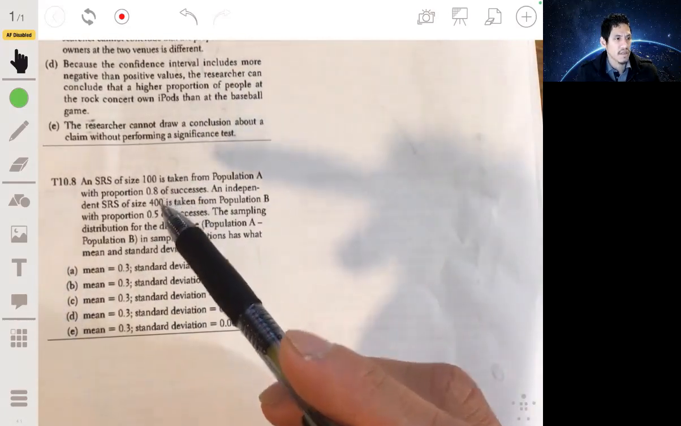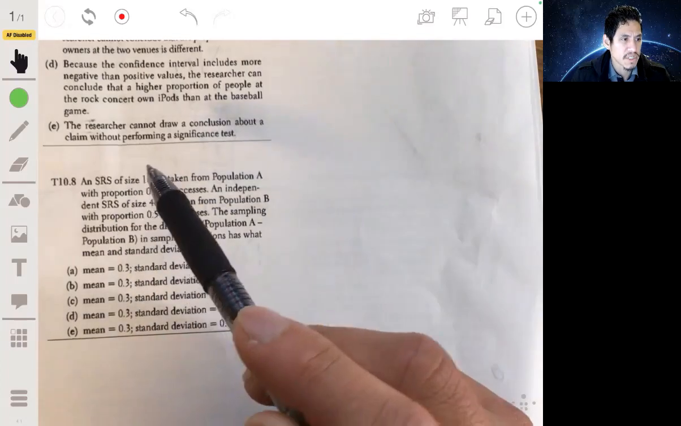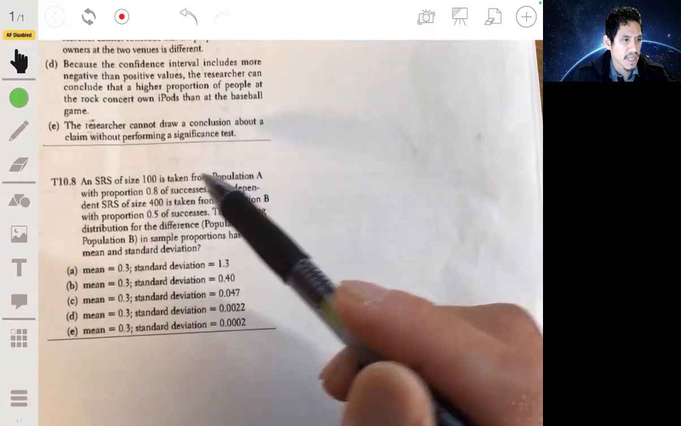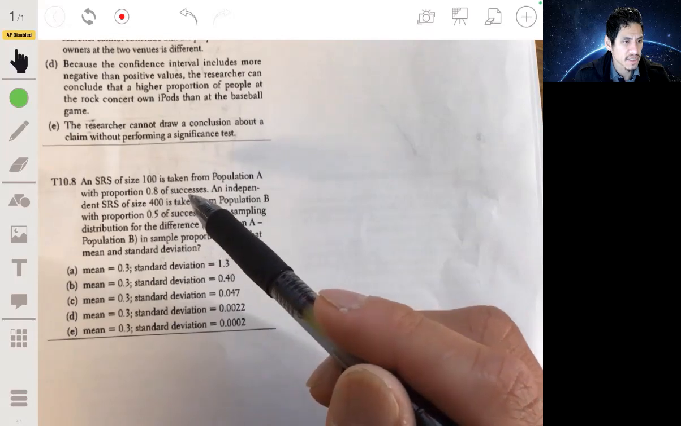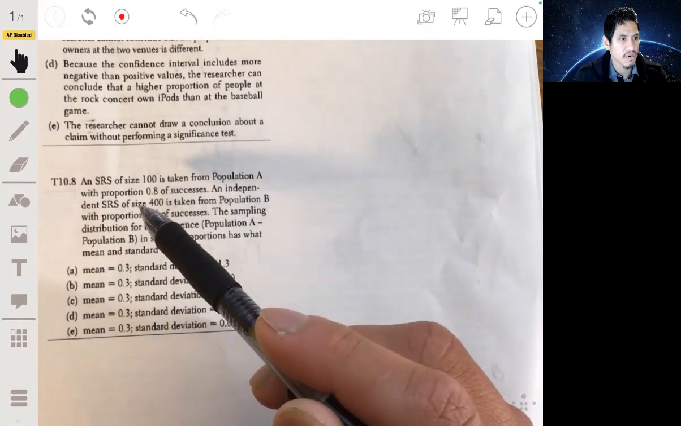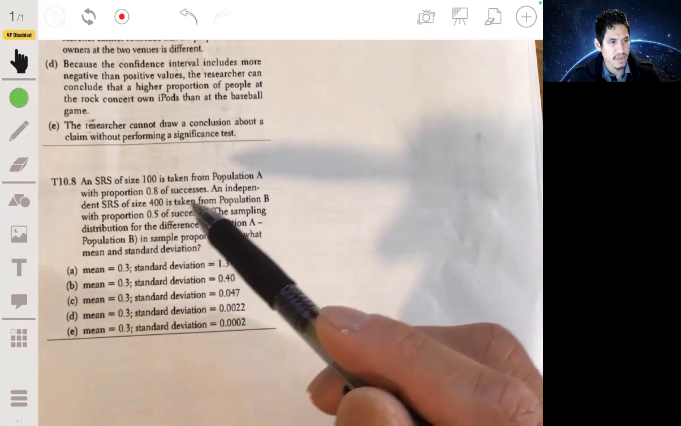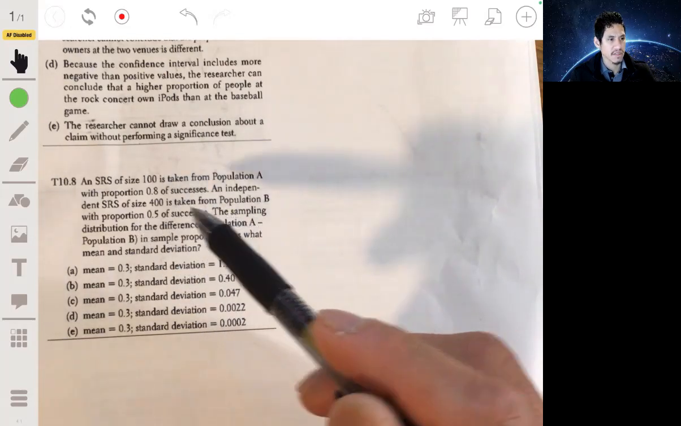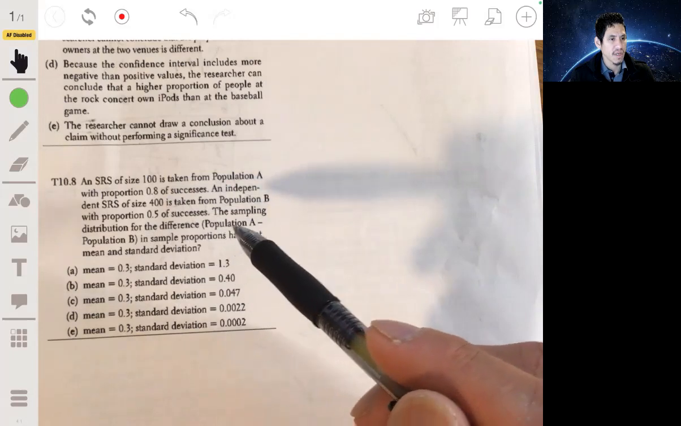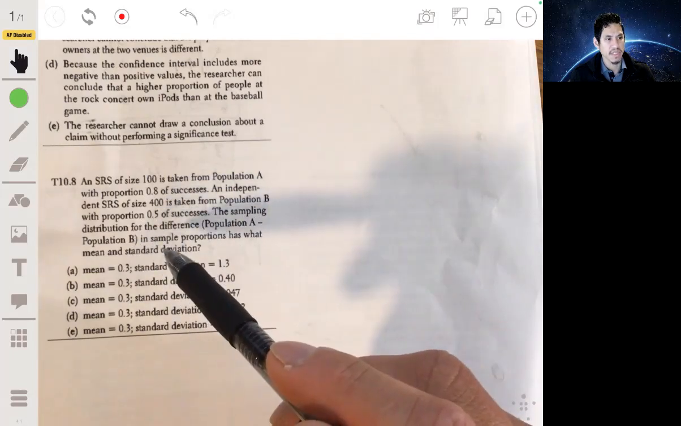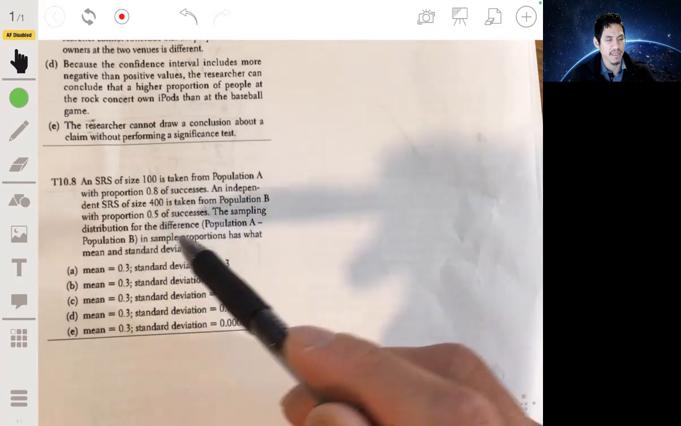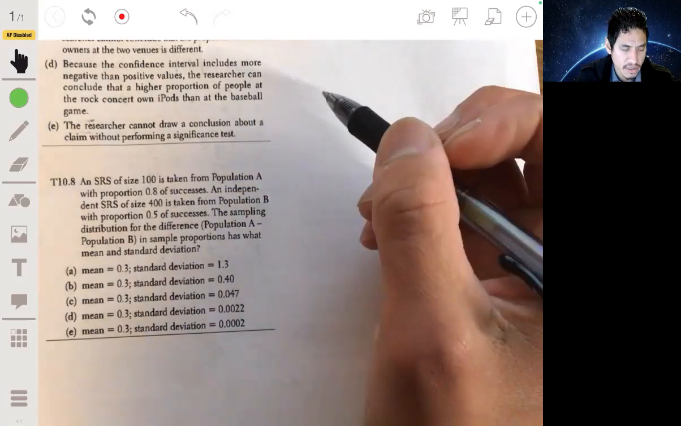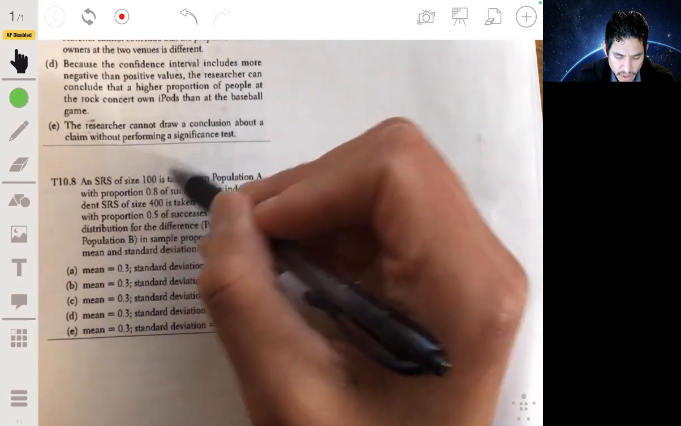It's number 8. A simple random sample of size 100 is taken from population A with a proportion of 0.8 of successes. An independent simple random sample of size 400 is taken from population B with a proportion of 0.5 of successes. The sampling distribution for the difference, population A minus population B, in sample proportions has what mean and standard deviation?